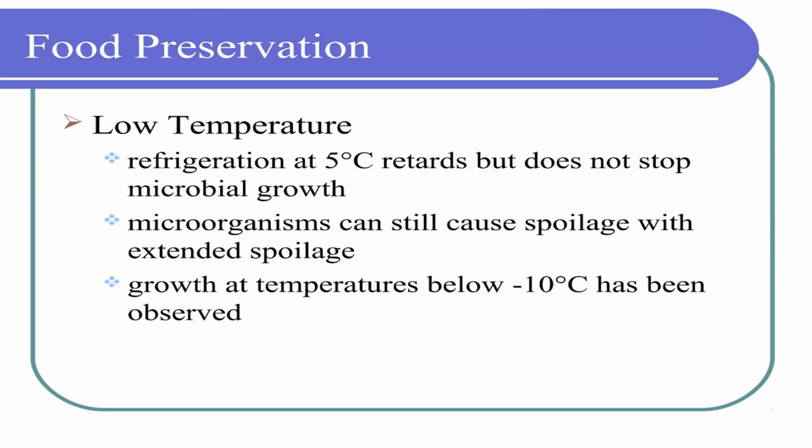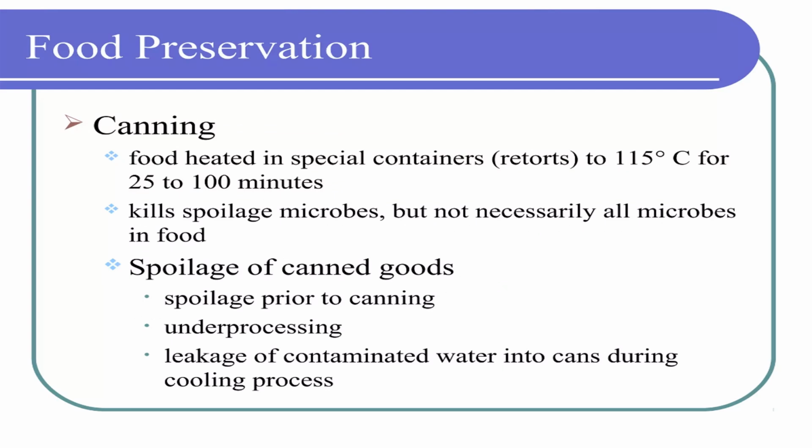Low temperature. Refrigeration at 5 degrees Celsius retards but does not stop microbial growth. Microorganisms can still cause spoilage with extended storage. Growth at temperatures below -10 degrees Celsius has also been observed.